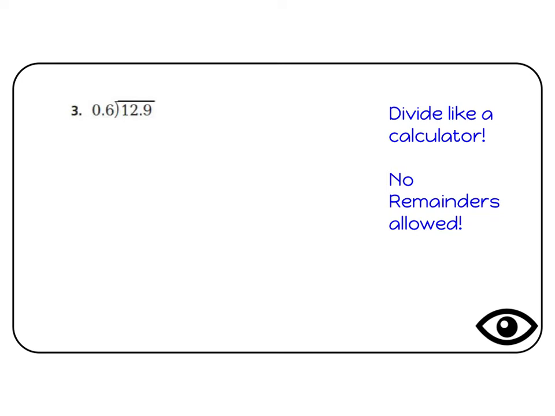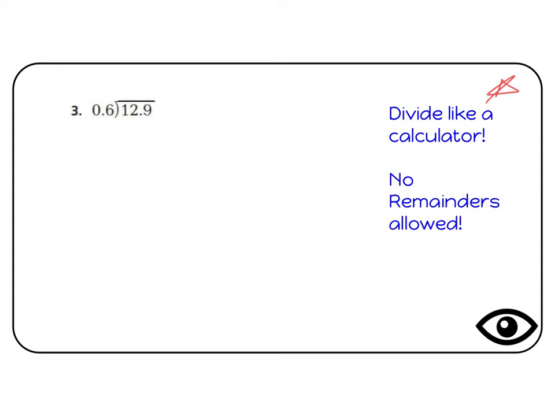All right, today our job is to divide like a calculator. Our rule for today is that there are no remainders allowed. We're going to keep on dividing. We may get a decimal answer, but we're going to have no remainders allowed. So let's see what this looks like.